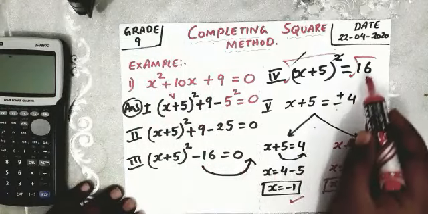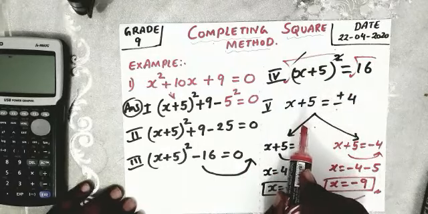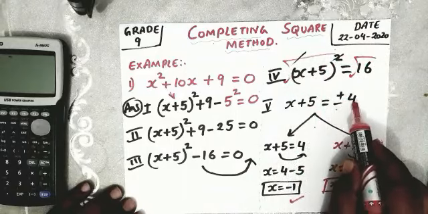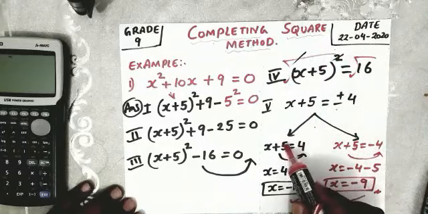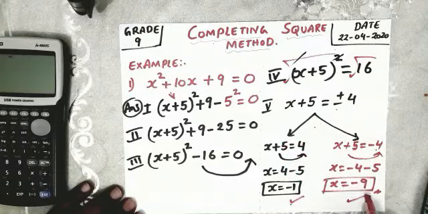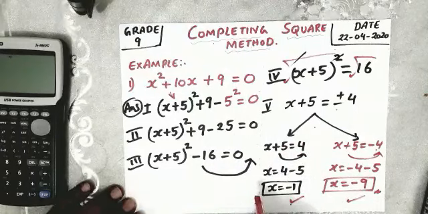I will shift the 16 to the other side, apply the square roots on both sides. Why? To get rid of the square. We have x plus 5 is plus and minus 4. Take one time as plus 4 and another time as negative 4 and get the two values of x. So this method is called solving a quadratic equation by the completing square method.